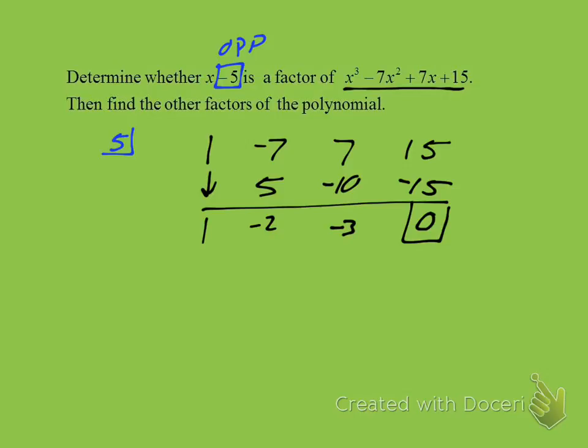Number 1, rewrite your depressed polynomial. So x squared minus 2x minus 3. Okay? Rewrite that. And what are we trying to find here? What's the directions at the end say? Find the other factors. Where are the other factors of the original polynomial hidden at? Right there. This guy.